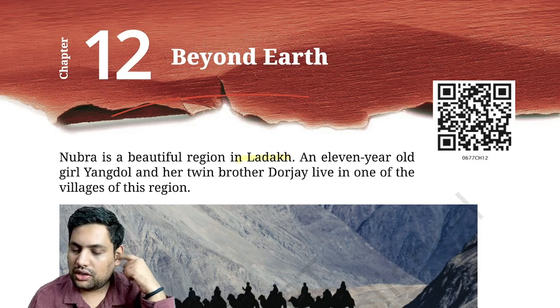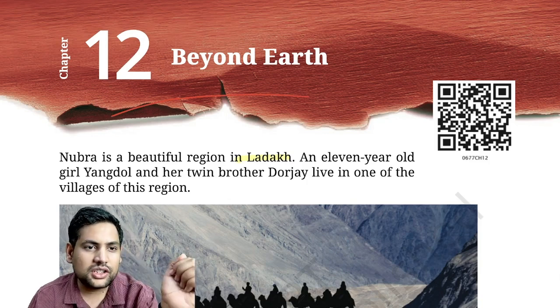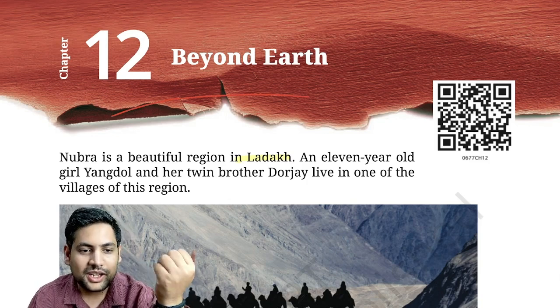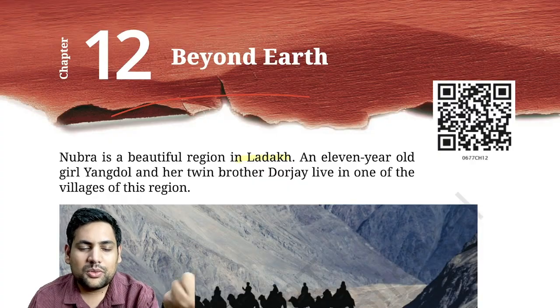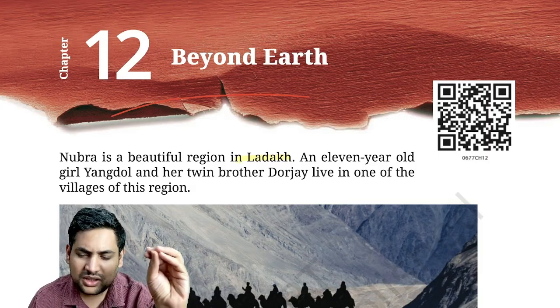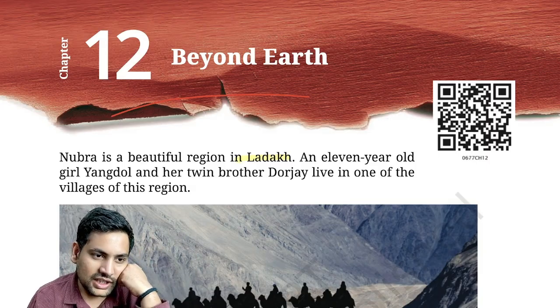This is class 6th NCERT chapter 12, Beyond Earth. This is just an introduction to the basics of astronomical objects. What are they? Sun, Earth, all these celestial bodies. How can you observe them? Very good, simple chapter. Now let's get started.